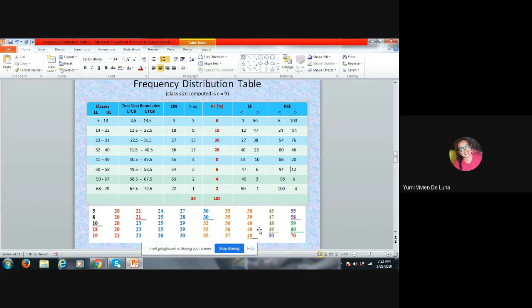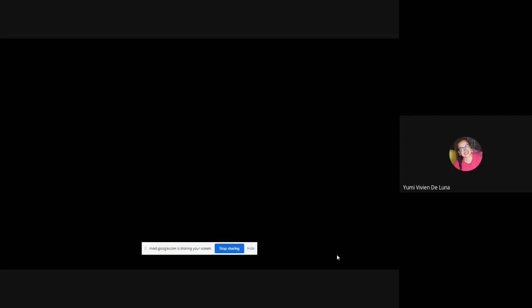Ayan po. Okay, so now we're done with our frequency distribution table, our complete frequency distribution table. Again, you have your classes, true class boundaries, class mark, frequency, RF, less than and greater than CF, and less than and greater than, okay, RCF. Okay, so that's it, our complete frequency distribution table.